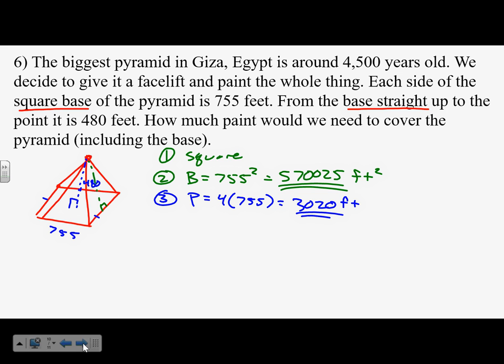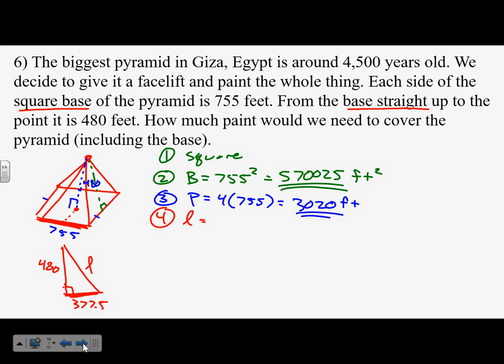And step 4, the slant height. Again, to find the slant height, you're going to have to end up doing the Pythagorean theorem. So the actual height is 480. Then this length down here, remember, it's not the whole 755 because it goes right in the middle of that. So it's actually half of that. So 755 divided by 2 is 377.5.